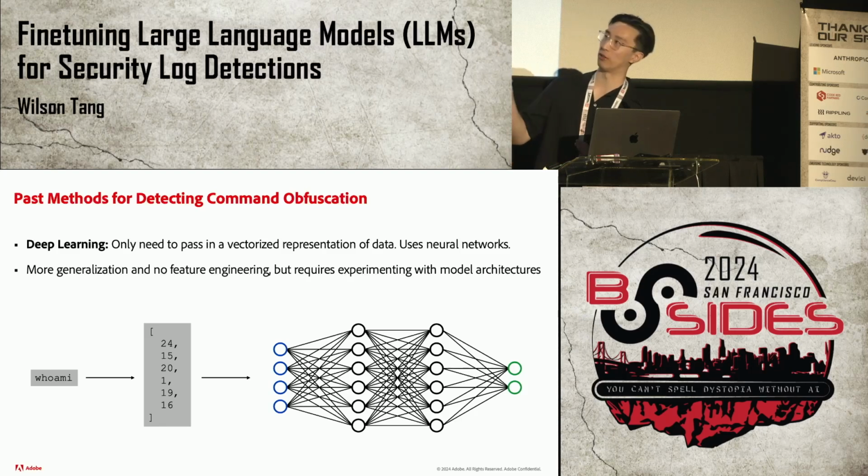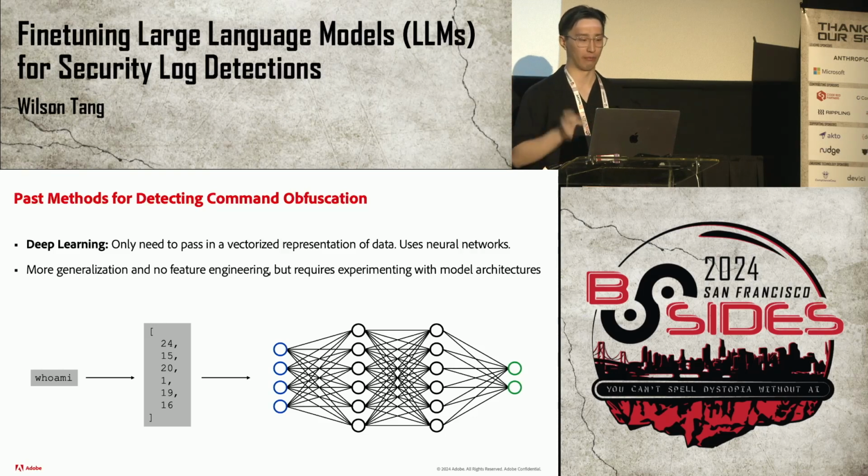So in the sample here, we're going to give it the whoami bash command and then convert it into some characters. You can imagine that each number corresponds to each character in the command line. So W is the 24th letter in the alphabet, H is the 15th, O is the 20th, and so on. And you have this numerical vectorized representation of data.